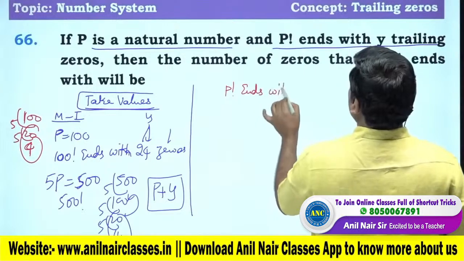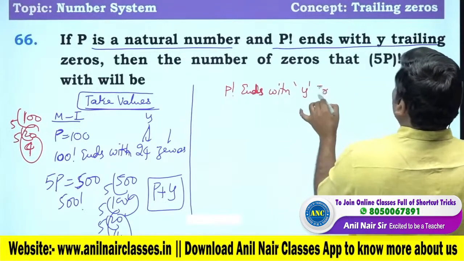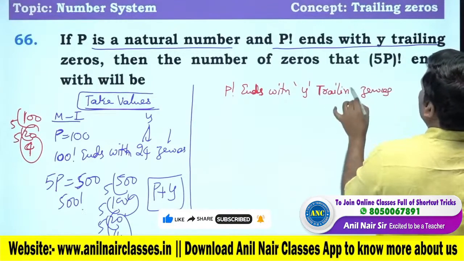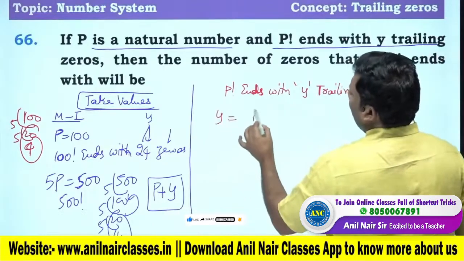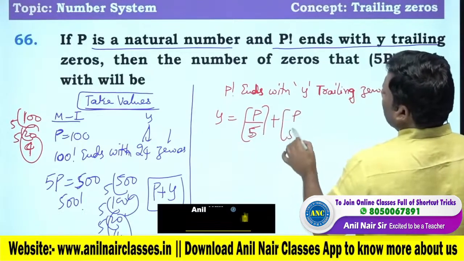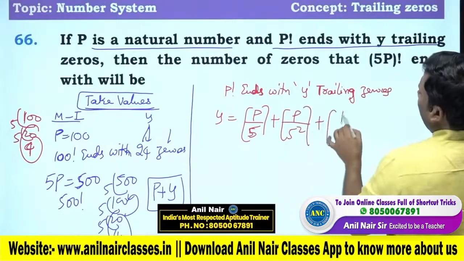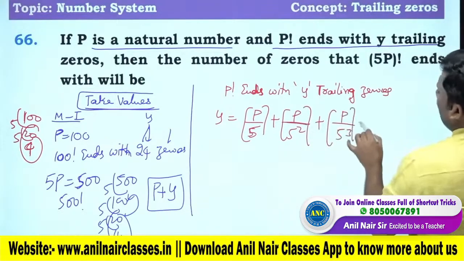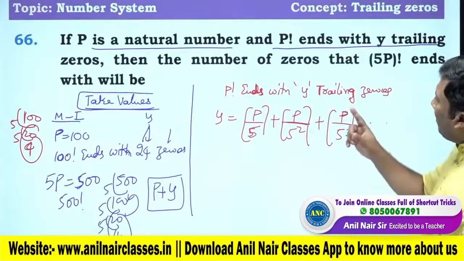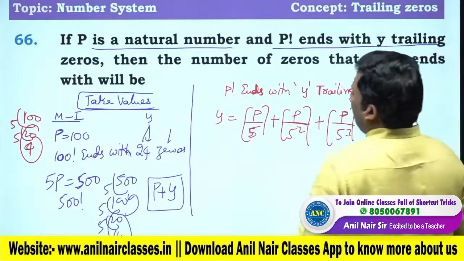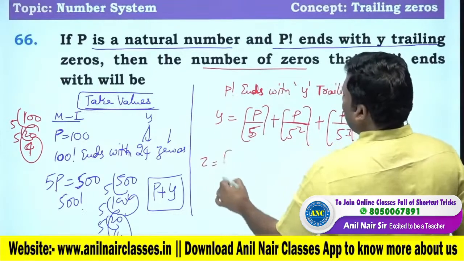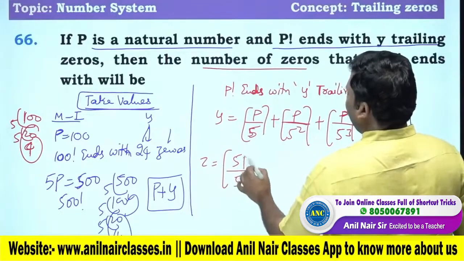Or otherwise, P factorial ends with Y trailing zeros. What is the concept to find out the trailing zeros? I need to divide successively by 5. First for Y, I will divide P by 5. Then I will divide P by 5 square. Then I will divide P by 5 cube. This will stop at a point depending upon the value of P. Then the number of zeros in 5p factorial. If it is 5p factorial, number of zeros, if I call it as Z, 5p factorial, 5p by 5.